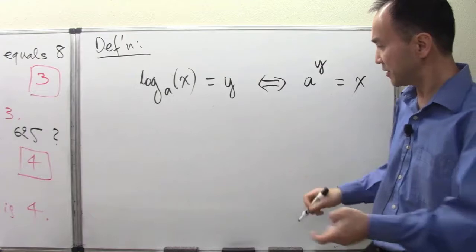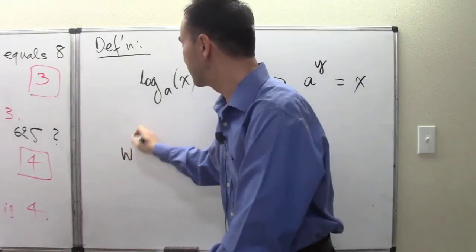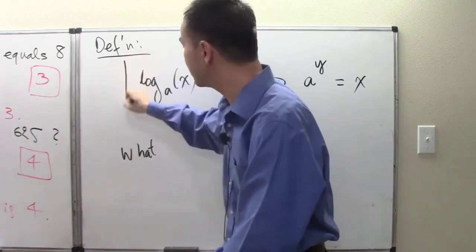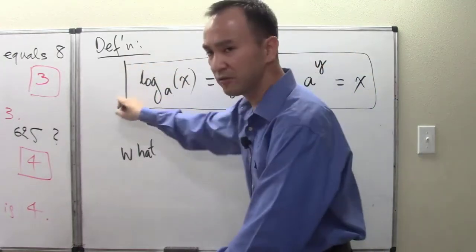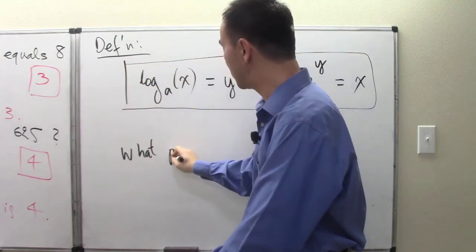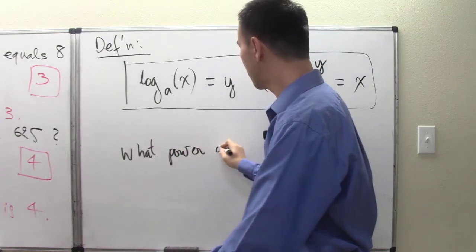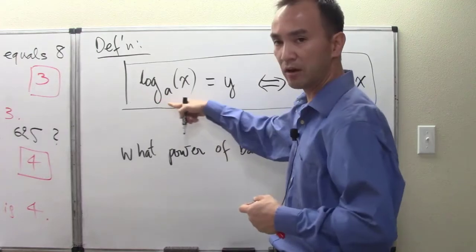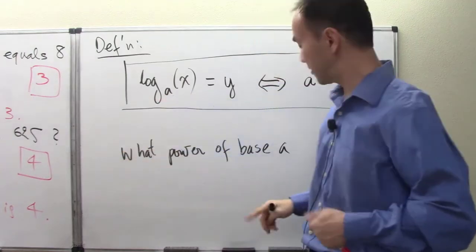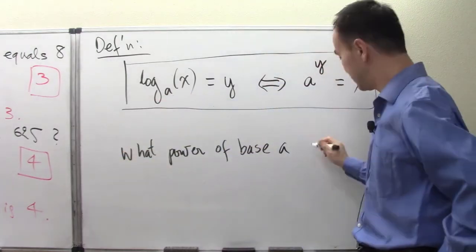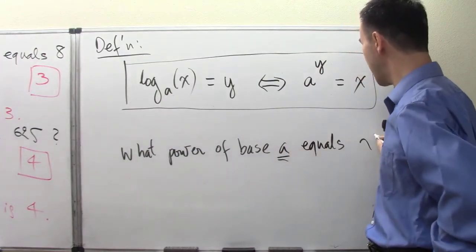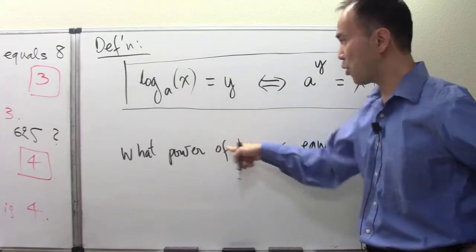Isn't that what it is right there? Because, see, this is a question. So this is aside from the formal definition. This is already the definition. But let me illustrate again. So what power of base a, okay, that's what the log subscript, the a, is for. What power of base a equals x, okay? So this is a question, that's a question.